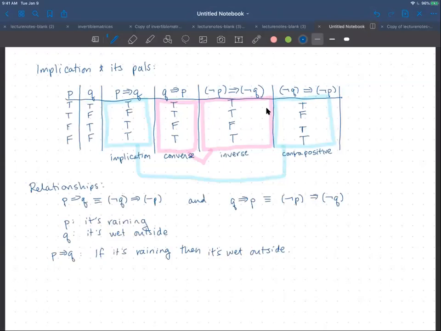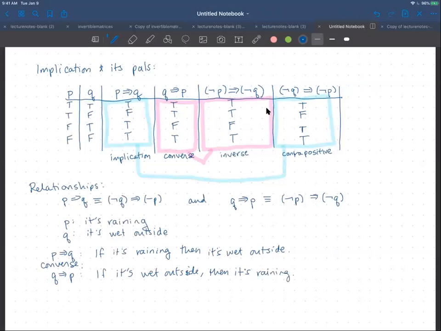And let's look at the converse. The converse is Q implies P. If it's wet outside, then it's raining.